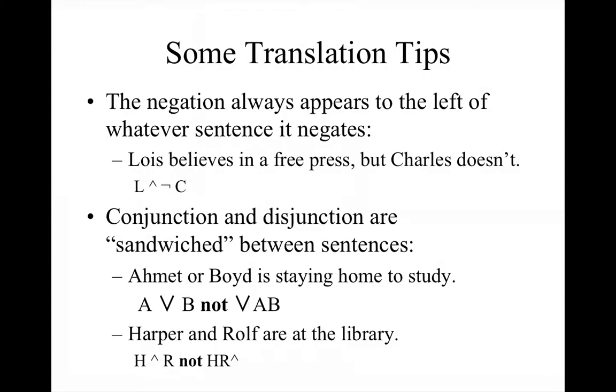Okay, so here are just a few translation tips for you to bear in mind as you work through translating ordinary language sentences into symbolic logic notation. First, the negation always appears to the left of whatever sentence it negates. So in the example that I provided you, "Lois believes in a free press, but Charles doesn't," just because the negation in the ordinary language sentence appears at the end of that sentence, that does not mean that you tack the negation symbol, the hook, on at the end of your translation. Rather, that hook or the negation symbol goes immediately before the C. It precedes immediately the capital letter C in the notated sentence L conjunction negation C.